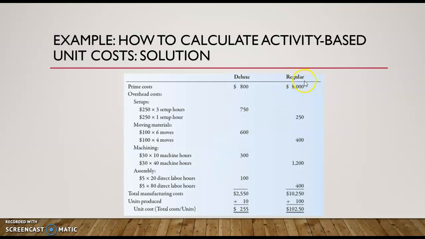For regular, we add up all the prime costs and plus all these overheads, and we get $10,250. Now we make 100 regulars, and so we take the $10,250 divided by the 100 units that we make, and that gives us $102.50 per unit is what it cost us to make a regular model unit.